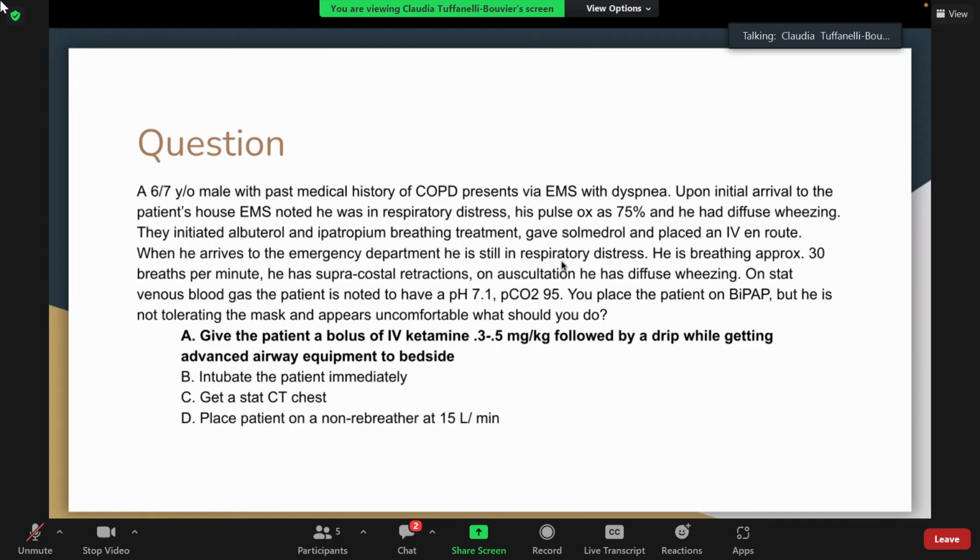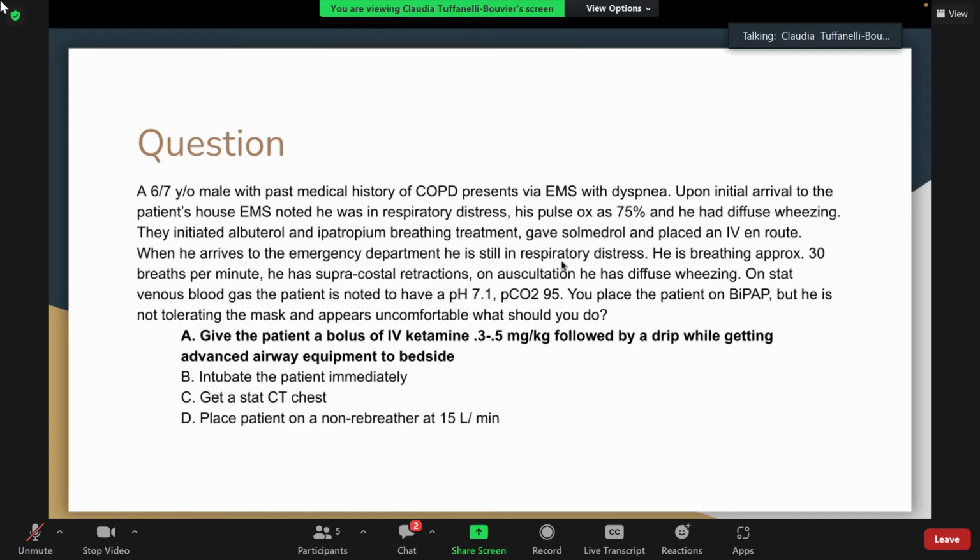So I kind of gave the answer away because I accidentally pressed forward too much, but give the patient a bolus of IV ketamine, and the dose would be 0.3 to 0.5 milligrams per kilogram of that initial bolus, followed by a drip while getting advanced airway equipment to bedside. So on this patient, he still has a PCO2 that's elevated despite having been already given albuterol, given Solumedrol. He isn't tolerating that BiPAP mask.